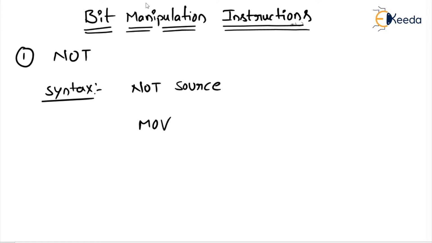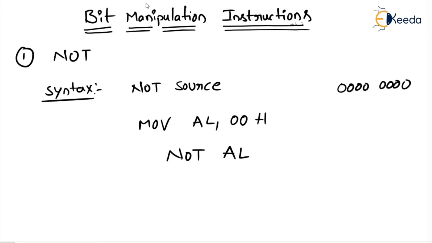Simply, if you give MOV AL, 00H, and now we perform NOT AL, that means it performs the one's complement of 0 0 0 0 0 0 0 0. One's complement is the output, and the result will be stored in AL.